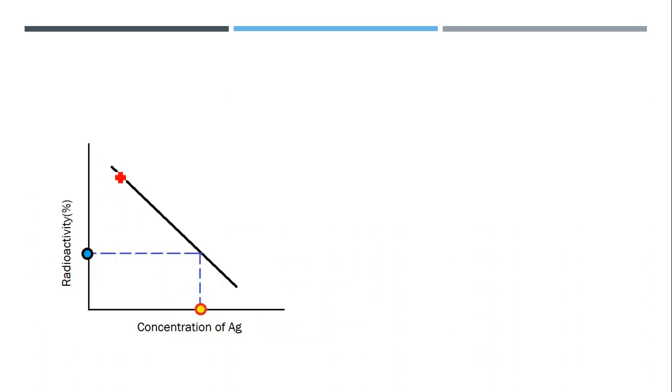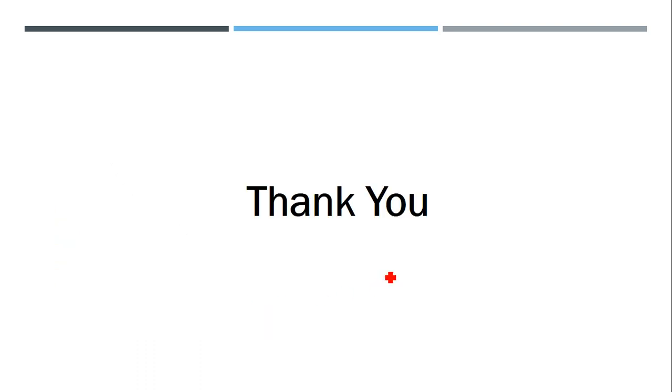Now you can see this was our standard curve. Now by extrapolating this radioactivity, which is the radioactivity of the well containing patient's serum, on the x-axis, we will get to know the concentration of antigen present in patient's serum. So this was about the principle and procedure of radioimmunoassay. Thank you.